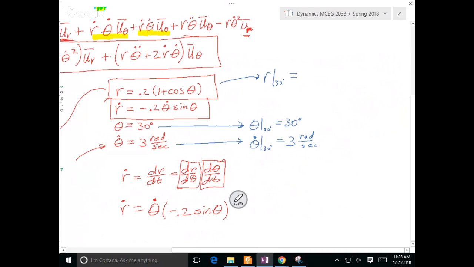So what you need to do is plug into the equation 1 plus cosine of 30 degrees.